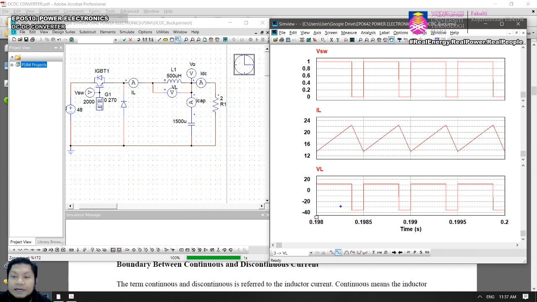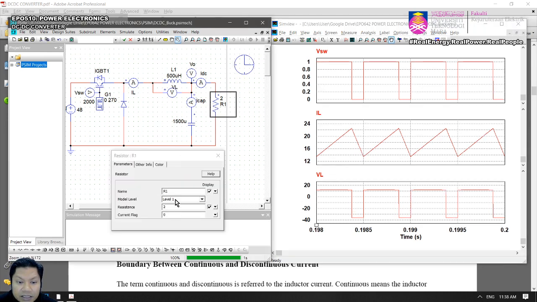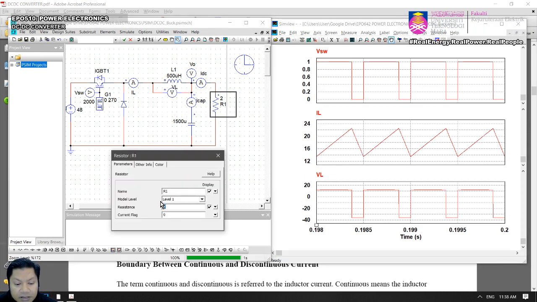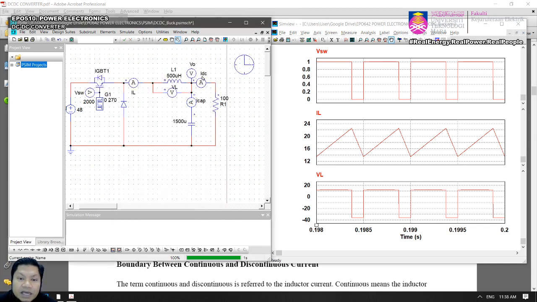Okay, right. So I'm going to show you what happens if the circuit goes into its discontinuous operation. In order to do that, I'm going to increase the resistance, for example, to 100 ohm. Therefore, if you talk about the current, it will be reduced, isn't it? If you have the same output voltage and you increase the value of R, the current will reduce, right?